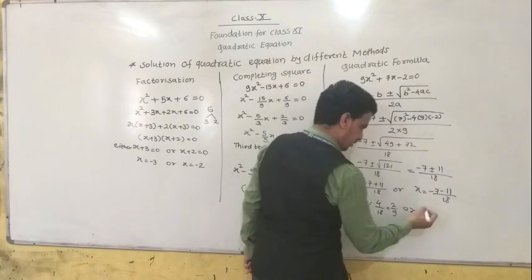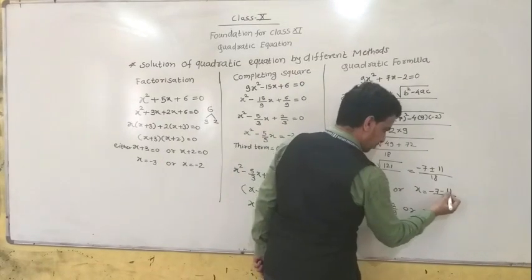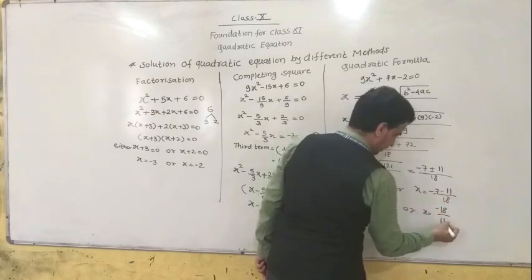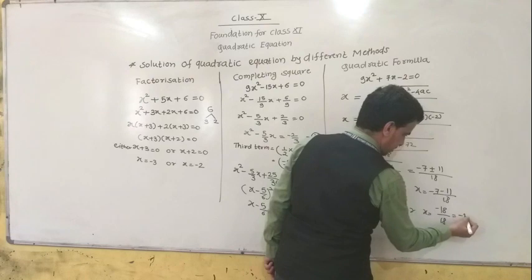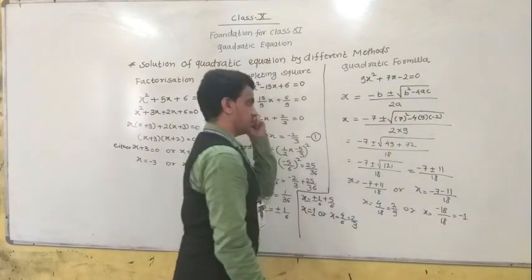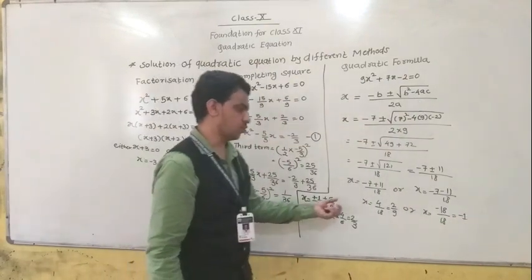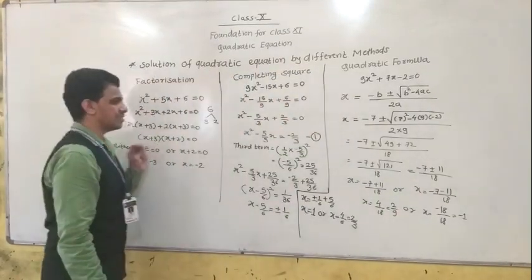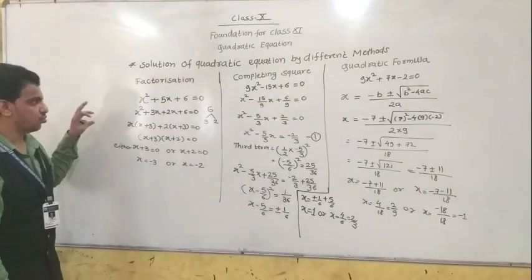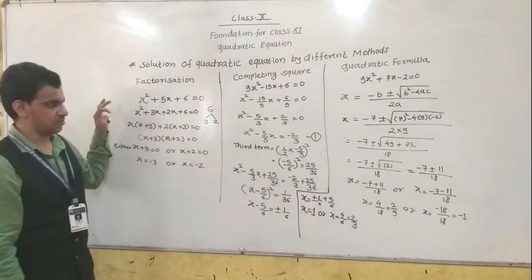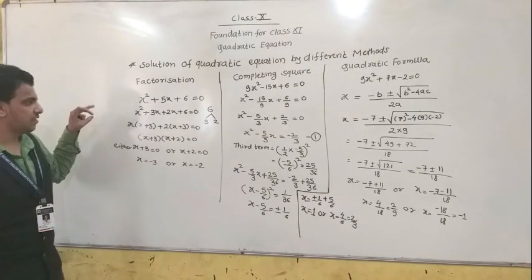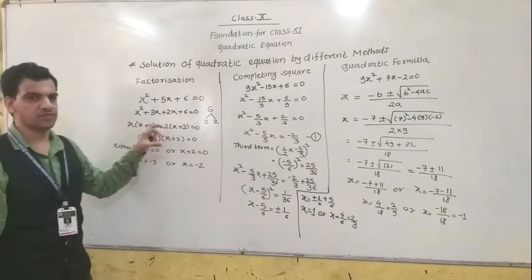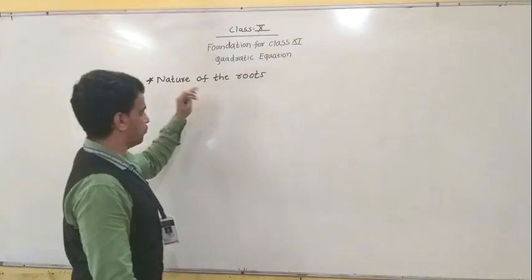And here x is equal to minus 7 minus 11, that is minus 18 upon 18. So the answer is minus 1. So here the roots are 2 by 9 or minus 1. So these are three methods to solve quadratic equations. Then we will discuss afterwards the nature of the roots. We will see the nature of the roots.